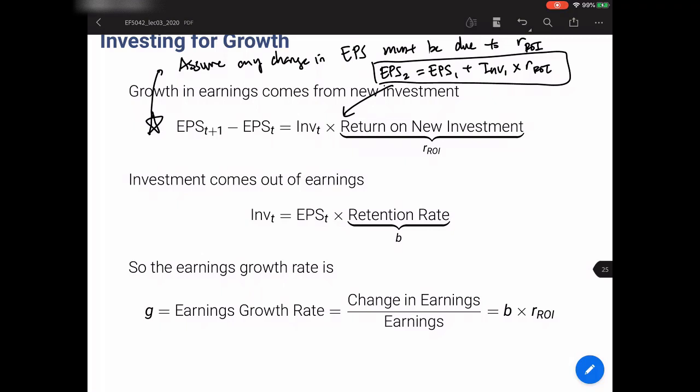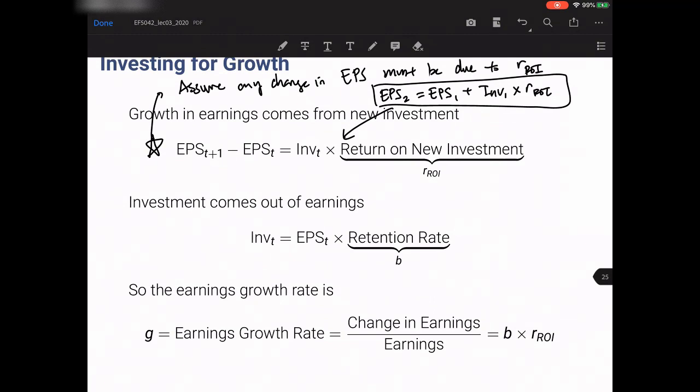Now we can go one step further to give us a little bit more realistic parameters. We can actually take investments and redefine it as a function of EPS. As I said, you can rewrite this as retained earnings. So let's go ahead and do that. Investments is equal to EPS times the retention rate, or the percent of the EPS that you would like to retain to grow the company.